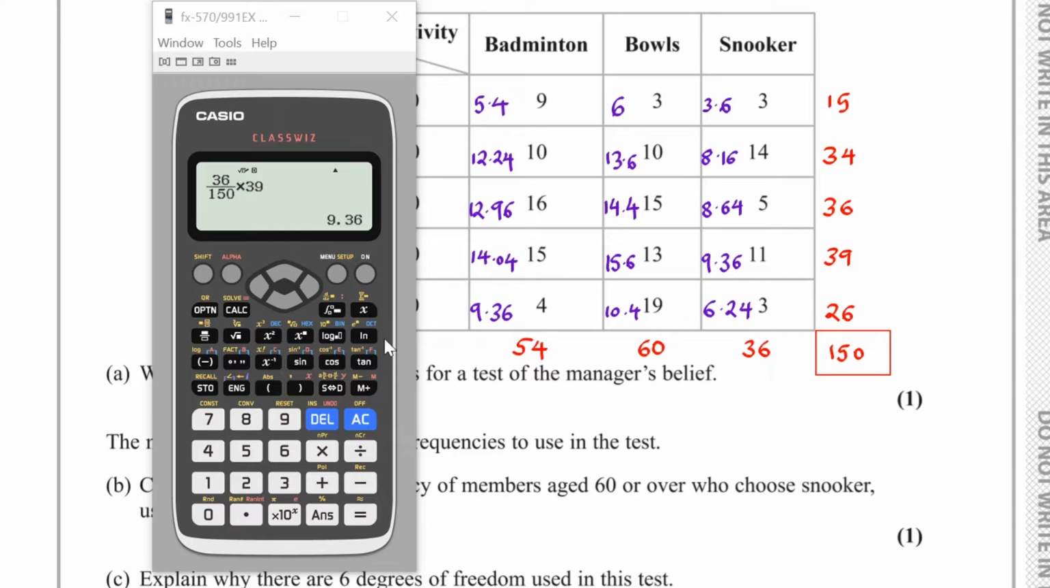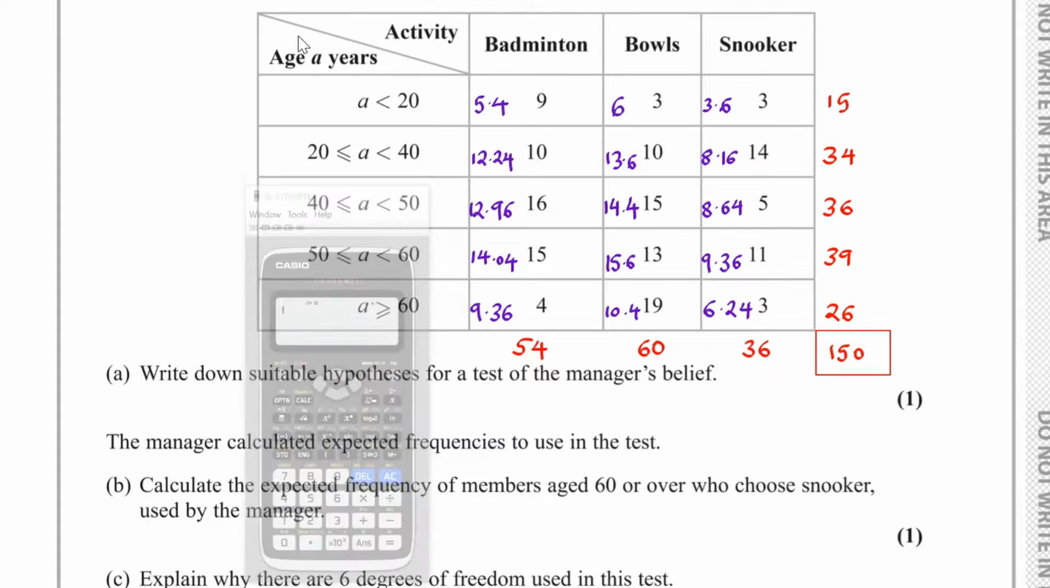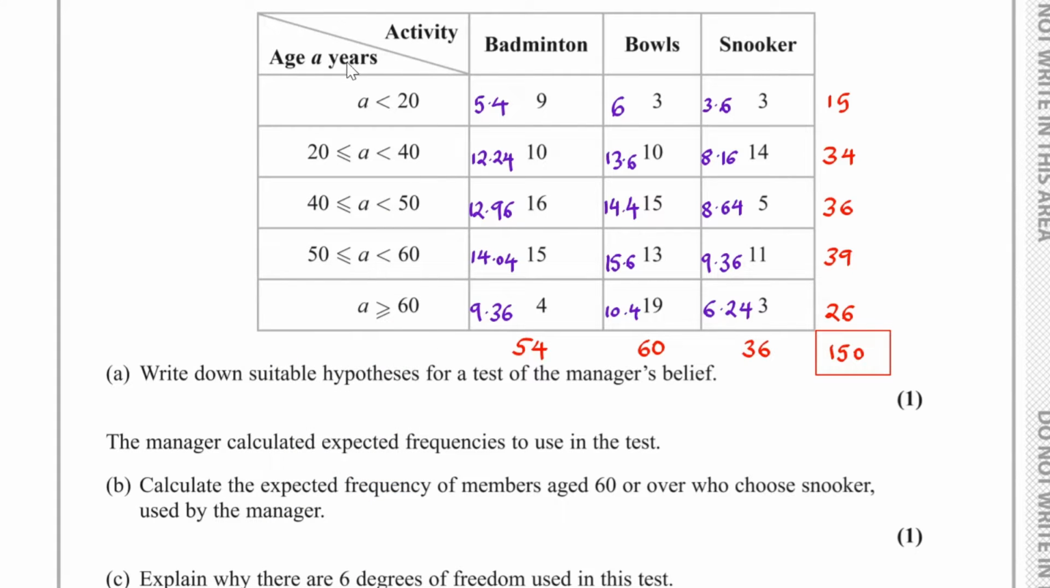Okay, so those are our expected values. Now, what does this mean? Well, you'll notice over here, for the age being less than 20 and snooker, we have a value of 3.6, and this is less than 5, so we'd have to combine the rows. So let's quickly write that down.